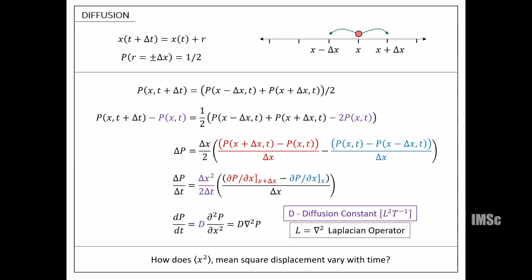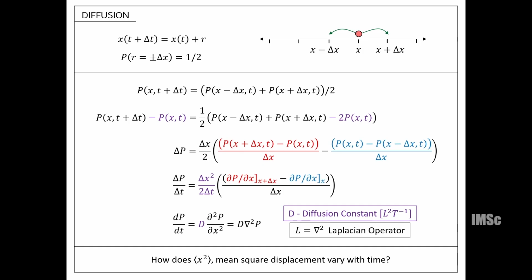So the way you can reach here, there are 2 ways basically through which you can reach here. Either you were at x minus delta x in the previous time step and you took one step forward with half probability, or you were at x plus delta x and you took 1 step back with half probability. So you can write down this evolution equation.